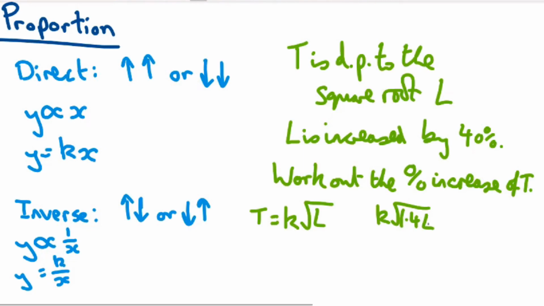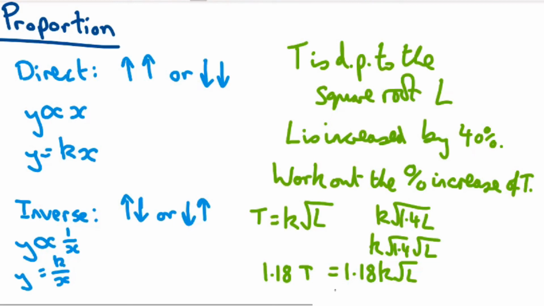Because of how surds work, because these are multiplied under here, you can then technically say that this is k root 1.4 root L, and then from there you can work out what root 1.4 is. It's approximately 1.18, so it's 1.18 k root L, so this must therefore be 1.18 t, because it's 1.18 times the original value. Therefore, what percentage has t gone up by is times by 1, because it's kept the same amount as before, and then the 0.18, that is 18% as a decimal.